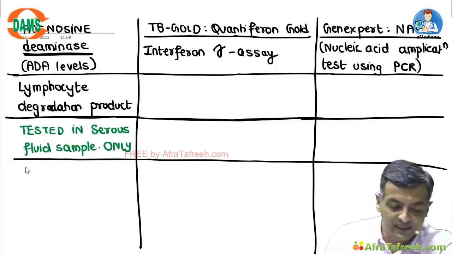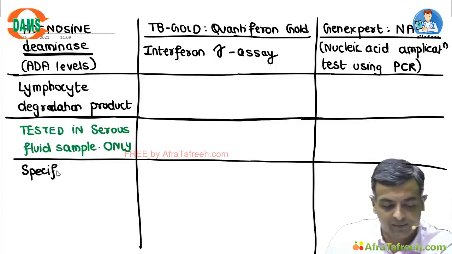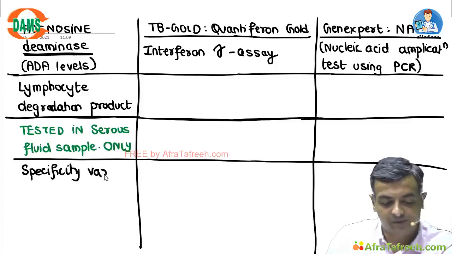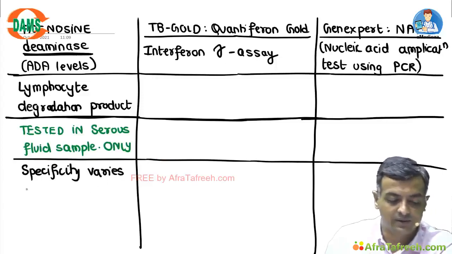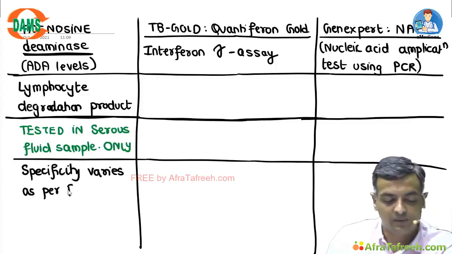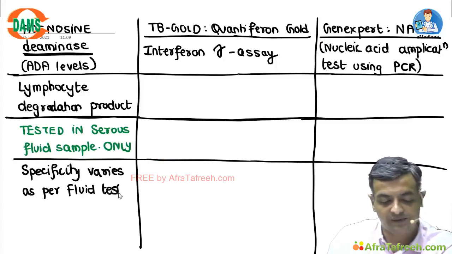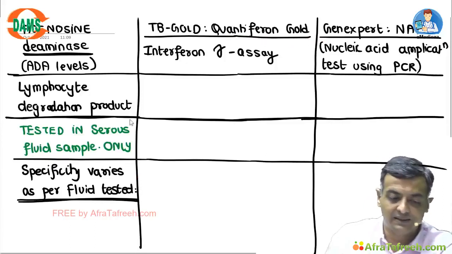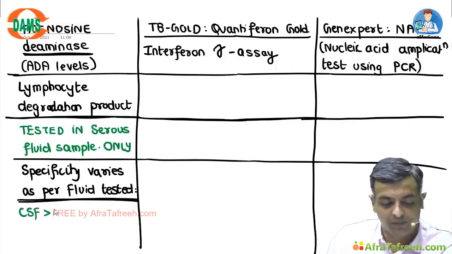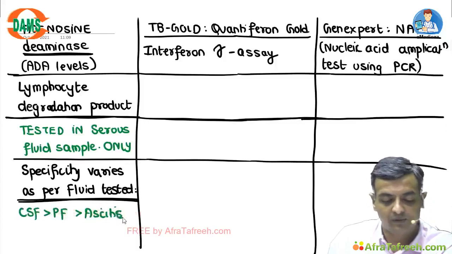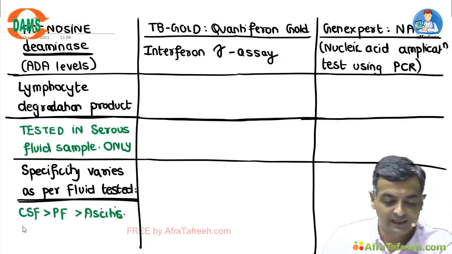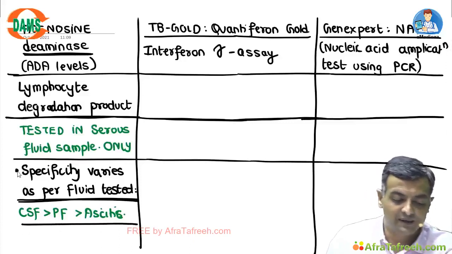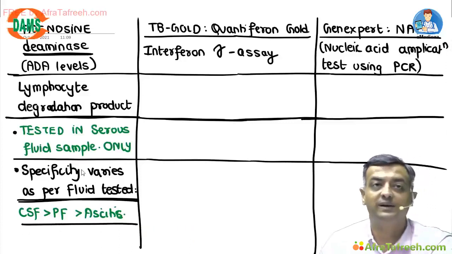The specificity varies according to the fluid tested. So in which fluid is it most specific? Most specific in the CSF, followed by the pleural fluid, followed by the ascitic fluid. So specificity is variable based on the fluid tested.